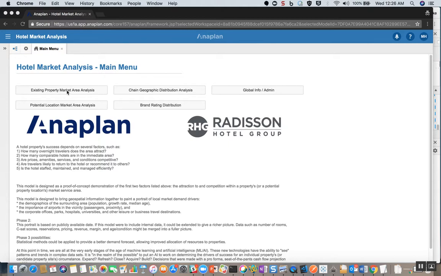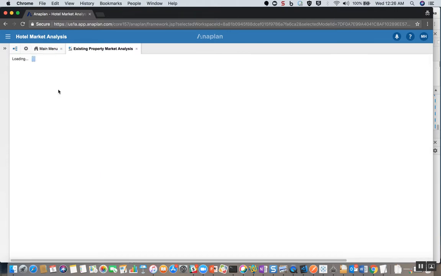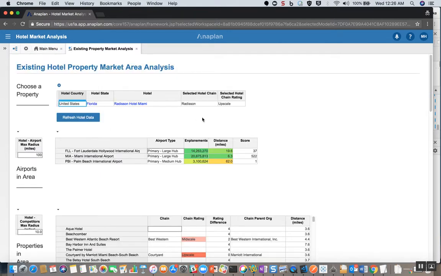All right, so as you might imagine, a hotel property's success or failure is dependent on how many travelers come to visit and how much competition there is to provide those travelers a place to stay. So what I've done is created an ability to select a property, select a hotel, and draw a circle around it. The circle happens to be 100 miles for airports, or 10 miles for other neighborhood demographics, competing hotels, employers, etc.